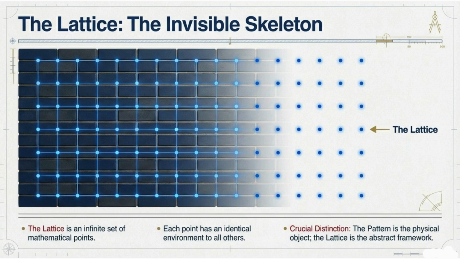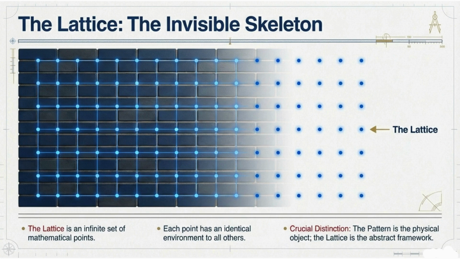It is nothing but an invisible skeleton. It means this is an imaginary infinite set of mathematical points, where each point has an identical environment to all the others. If you see in this slide, the bricks are placed with certain points; the identical points are taken and represented by some kind of pattern. That pattern is called a lattice.